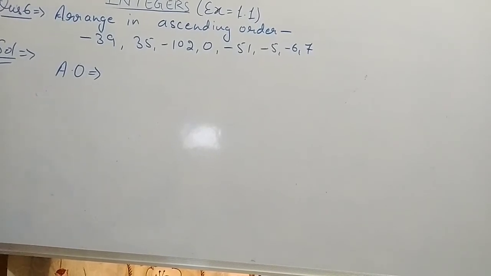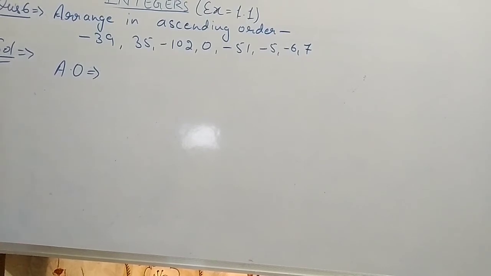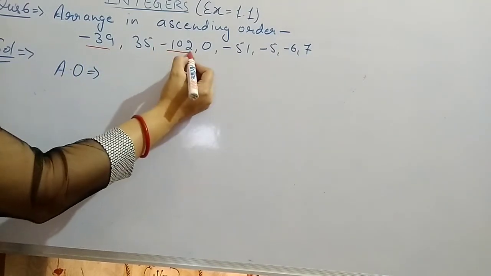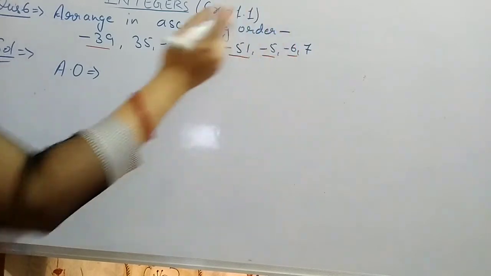Question number 6. Arrange in ascending order. So these numbers you have to arrange in ascending order. Ascending means from small to big. So always the negative integers will be smaller than positive integers. So first we will start from negative integers. Minus 39, minus 102, minus 51 and minus 5, minus 6.